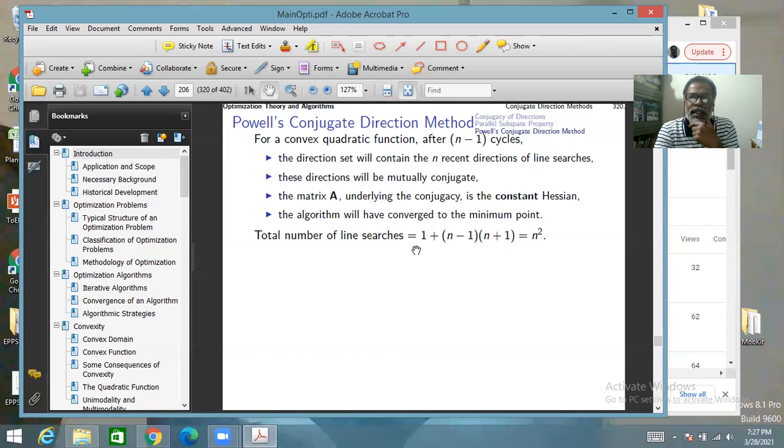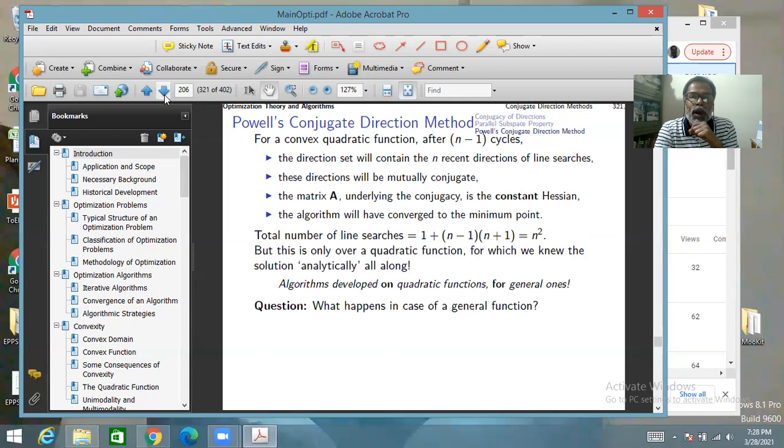Now, the total number of line searches is initially 1 plus n minus 1 cycles, each cycle having n plus 1 line searches. So total n square line searches. So that is why in the 4 variable case, we found 16 line searches according to the algorithm.